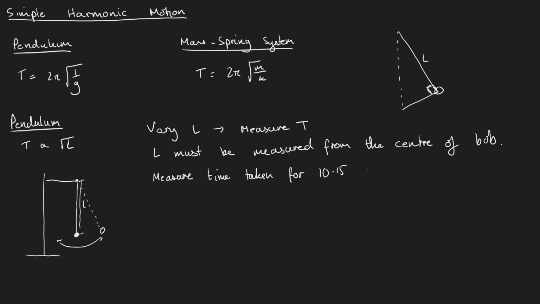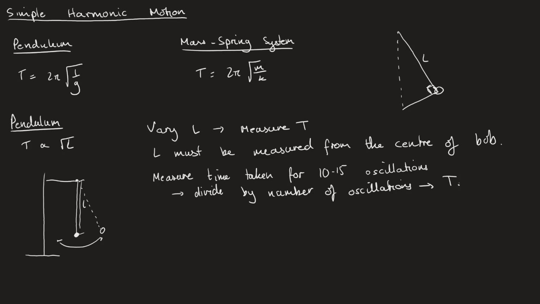For 10 to 15 oscillations, and then you are taking the mean of this. Basically, you are then just going to divide by the number of oscillations to get the time period for a single oscillation. So this then leads to you being able to measure T. Now, in order to say that this is true, you can repeat each of these things.